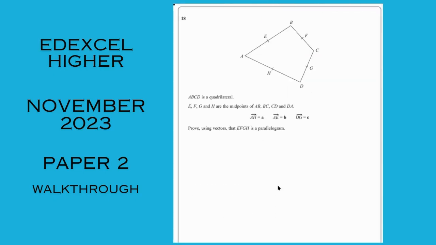So a bit of a tricky vectors for number 18. Let's start by realising that it's all about midpoints. So A to H is A, so that is as well. A to E is B, so we have another B up here. And D to G is C, and so's that. So we need to look at the parallelogram EFGH.